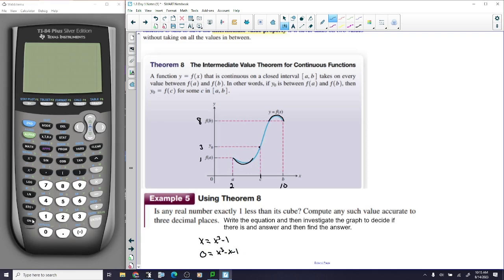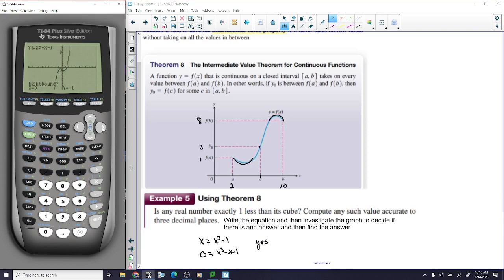So let's plug it into our calculator. I'm going to clear this. X to the third minus x minus 1. Let's go zoom 6. And yes, we have a place where this is equal to 0. So we're going to say yes, there is an answer. We're going to calculate that zero, so number 2.